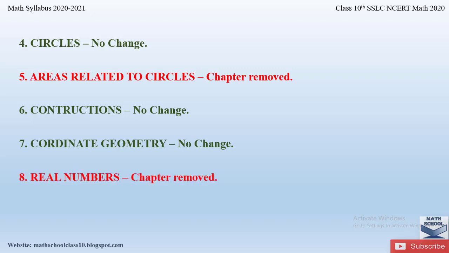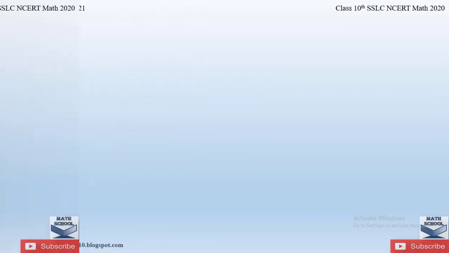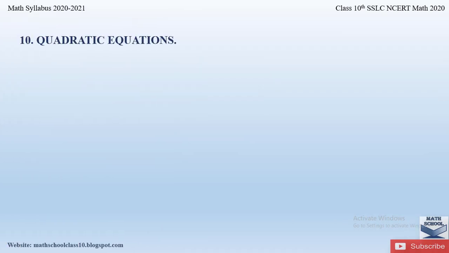Then the eighth chapter is real numbers, which has also been removed completely. Then the ninth chapter is polynomials, which also has been removed completely. So the three chapters, that is areas related to circles, real numbers and polynomials, have been completely removed from your syllabus. The next chapter, that is the 10th chapter, quadratic equations. Again, there are certain changes in this chapter. Solution by the completing the square method has been removed. So you don't have to learn that method to solve the quadratic equation, and also the problems related to this will not be asked.